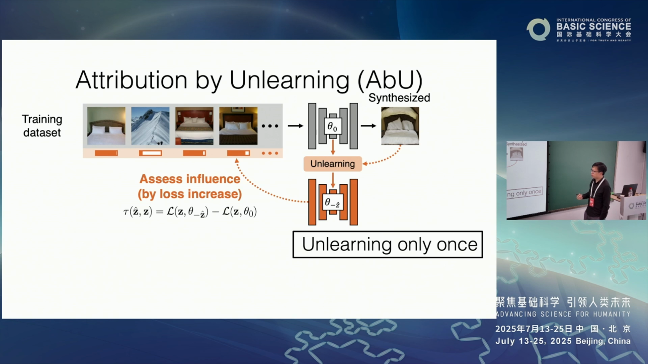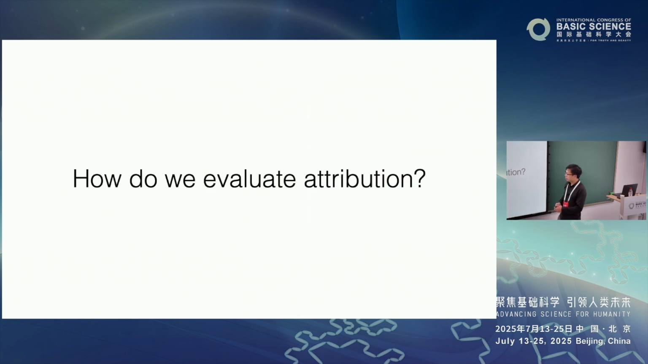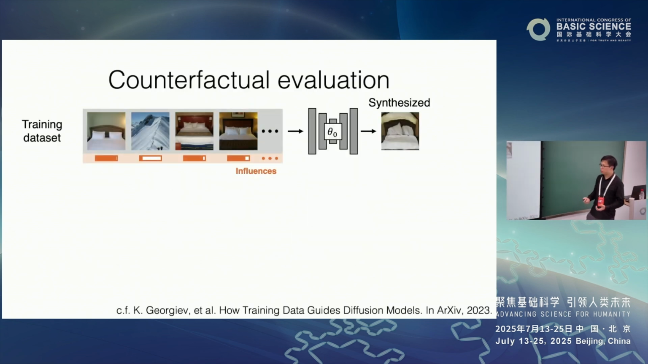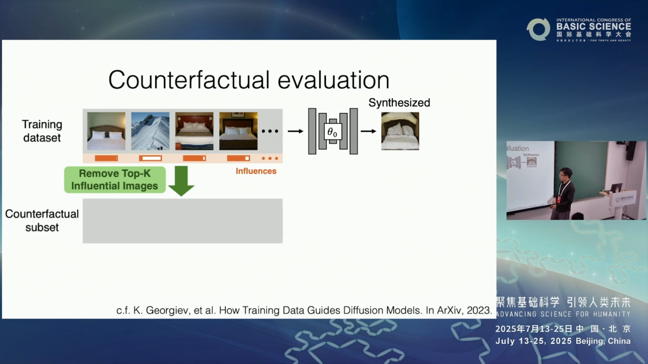You can compute the generative model's loss, like the diffusion model training loss: add some noise, remove noise. This is the original training loss on these training images, and this is the loss on these training images after we unlearn the test images. You can see that if you unlearn the model from these bedroom images, you will create a huge difference for the training bedroom images, and it doesn't change much for the other mountain images. Now that we have these attribution scores, we can evaluate the method.